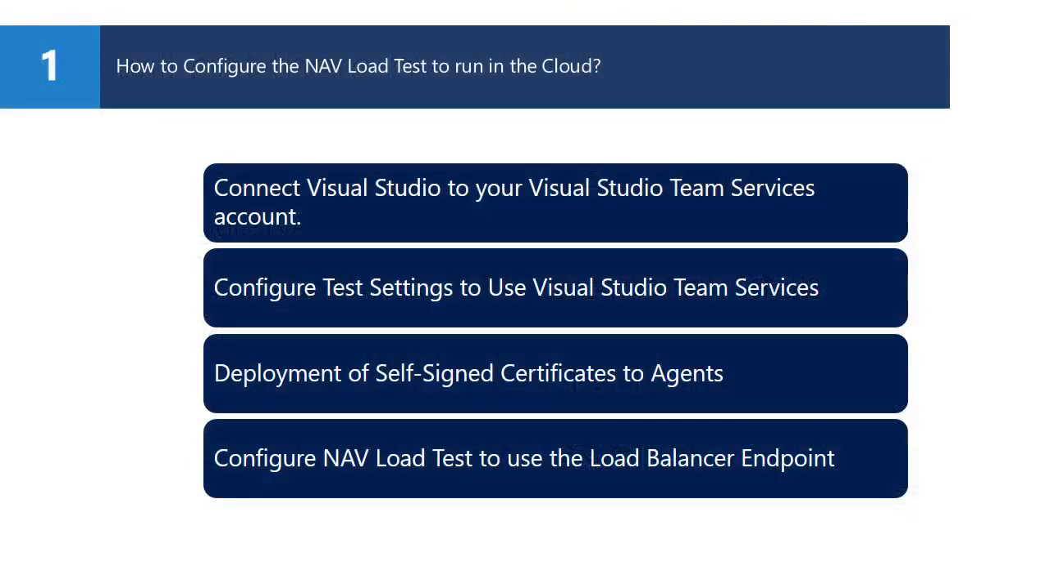So how do we configure the NAV load test to run in the cloud? Let's just go through the steps involved here. Firstly, you need to connect Visual Studio with a Visual Studio Team Services account, and you need to have a project that's in Team Services open. You then configure the test settings to use Visual Studio Team Services. You configure deployment of any self-signed certificates that you might have for your NAV web clients, and then configure the load test to use the load balancer endpoint for your NAV servers. So let's have a look at that in Visual Studio.